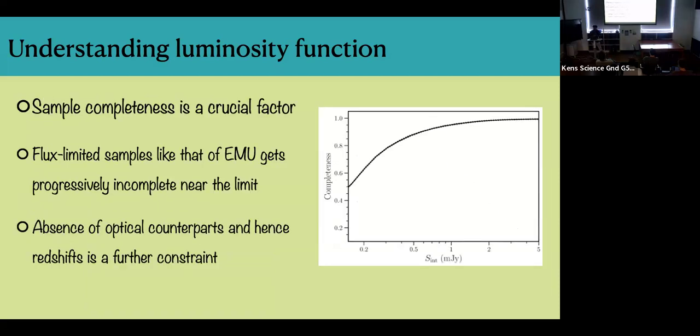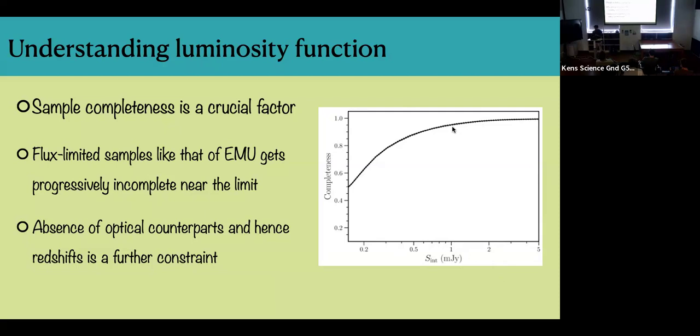So completeness is one thing that we should not forget when we talk about luminosity functions, because every observational sample is constrained by the flux limit of the survey that we're looking at. So this diagram shows the completeness of the EMU sample that I'm dealing with, the radio sample. Until around a flux density of 2 millijansky, it's all nice and good. But if you go to flux density values below that, the completeness of the sample starts declining rapidly.